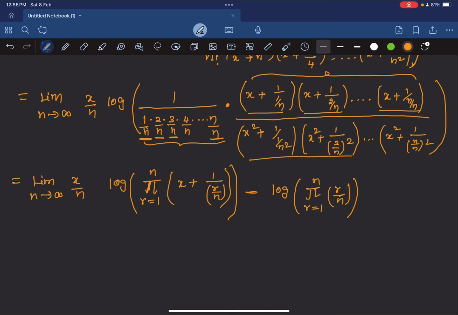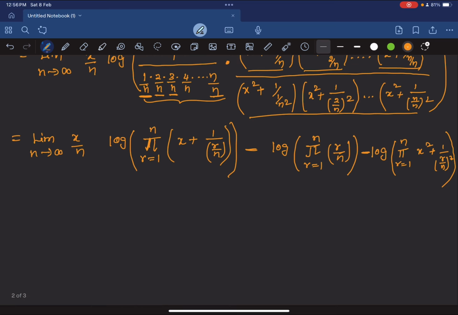Now, we have to take logarithm of this term. So, minus log of pi, r runs from 1 to n, x square plus 1 by r upon n whole square. I think this is understood.